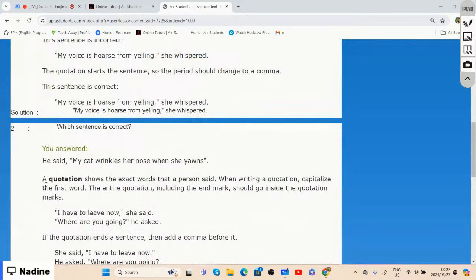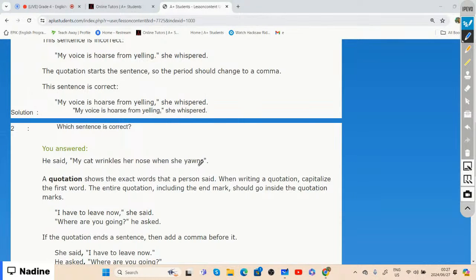All right, it says, he said, "My cat wrinkles her nose when she yawns". Look where that period is. Look at where that end mark is. Should the end mark be outside of the quotation mark or should it be inside of the quotation mark? As we can see, that period is outside of the quotation mark. Is that correct? Or should it be inside?